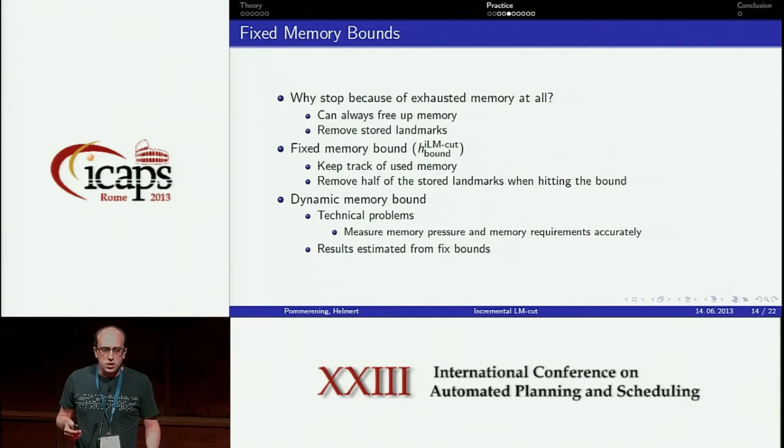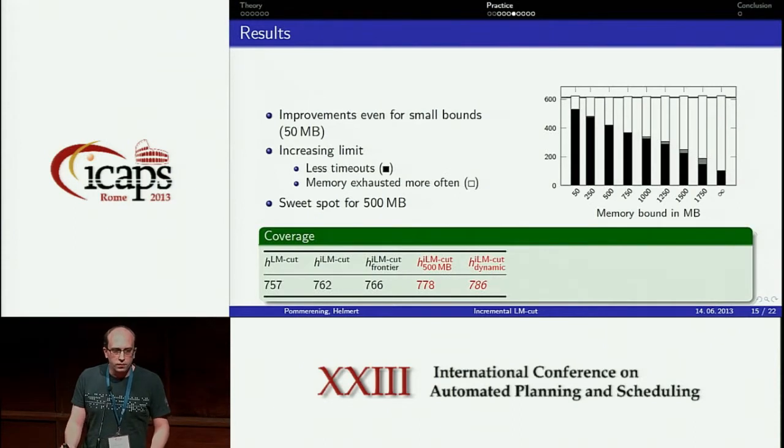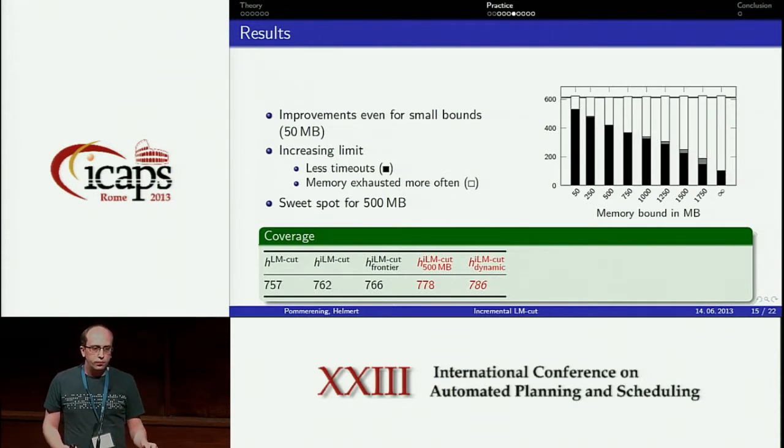So for this dynamic memory bound, we estimated the results: we estimated a task is solved if it was solved with any of the fixed memory bounds. So if we look at the results, we see improvements in coverage even for very small memory bounds. So even if we use only 50 megabytes for storing landmarks, there is an increase in coverage. And this increase in coverage actually increases with the memory up to some point. So there is a sweet spot at about 500 megabytes for landmarks.